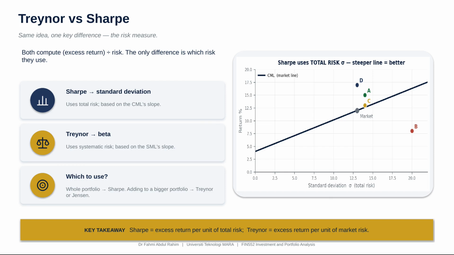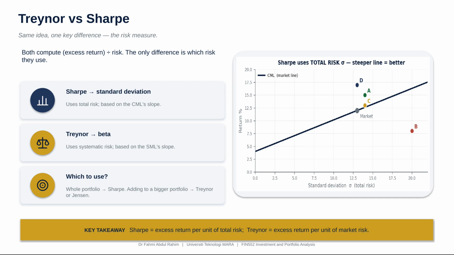The crucial point at the top is that both compute the same thing, excess return divided by risk, and the only difference is which risk they use. Read the 3 points on the left. Sharpe uses the standard deviation, which is total risk, and it is based on the slope of the capital market line. Treynor uses beta, which is systematic risk only, and it is based on the slope of the security market line. So when should you use each?